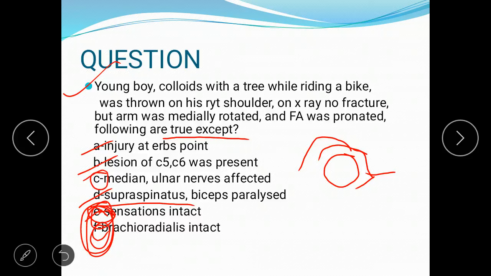See, median and ulnar nerves, if affected, the flexion at the wrist joint and flexion at the interphalangeal joints will be lost, but this is not the case in Erb's palsy. Therefore median and ulnar nerves are not affected in Erb's palsy. Okay, therefore option C is also wrong. See, median and ulnar nerves cause median claw hand and ulnar claw hand. I will be discussing these two nerves in brachial plexus.